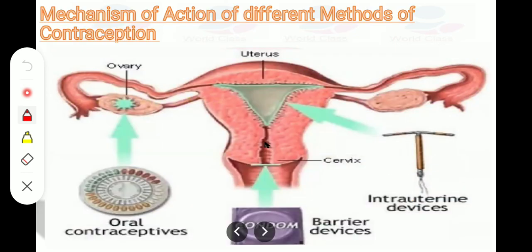Now this chart shows the different contraceptive methods and their sites of action. Like you can see, all contraceptives mainly act on the ovaries, although they also act on the cervix and endometrium. Barrier devices act at the vagina and cervical level. And you can see IUCD here. IUCD works at the intrauterine cavity level.